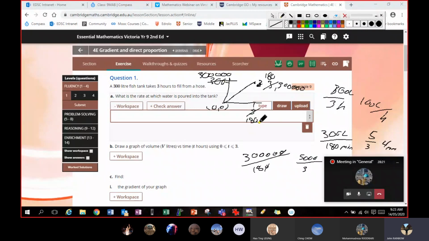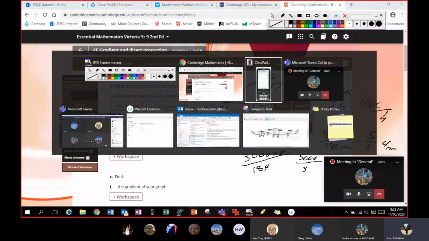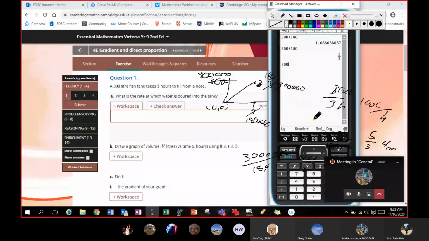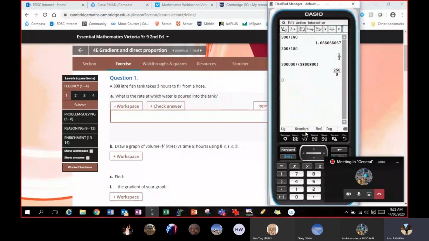Or you could even do seconds if you wanted, but then I'd have to go 180 times 60. I'm going to get out my calculator now because it's just bothering me. So it'd be 300,000 divided by 3 hours, 60 minutes in an hour, 60 seconds in a minute. And that would be filling at a rate of, lo and behold, 27.7 millilitres a second.